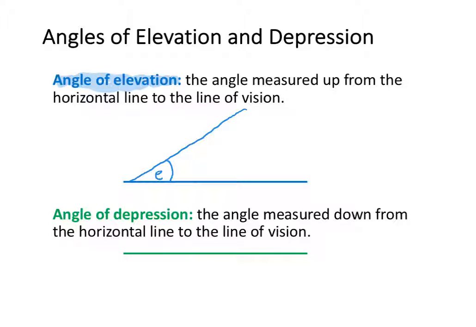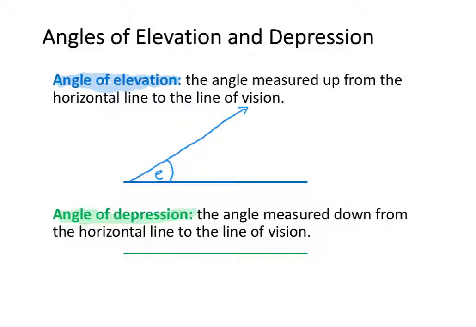vision, you looking upwards. So think of it as you standing on the ground and looking up to the top of a cliff. You are looking up, you are looking at an angle of elevation. The opposite of an angle of elevation is an angle of depression. And this is the angle that is measured down from the horizontal line to the line of vision.